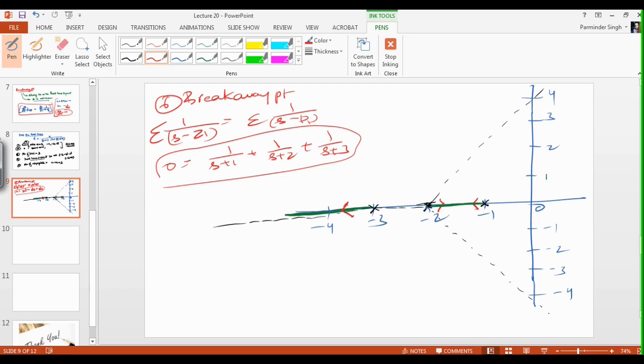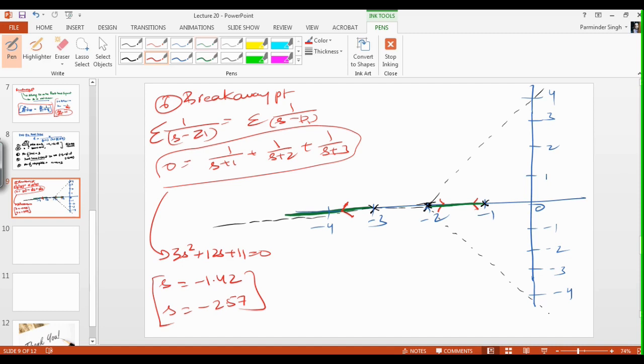It's very simple, we're going to get a quadratic equation. Your quadratic equation will come out to be something like 3s square plus 12s plus 11 equal to 0. Simple quadratic, so the two roots of the equation are s equal to minus 1.42 and s equal to minus 2.57. So you have two values of s. Out of these two values, only one will be your breakaway point. Let's see which one.